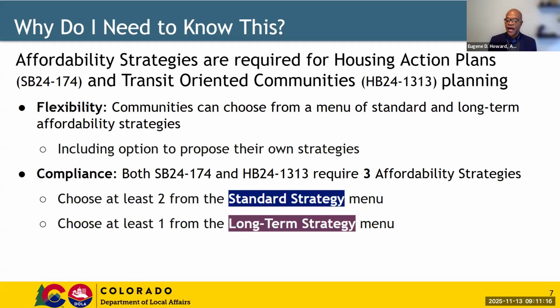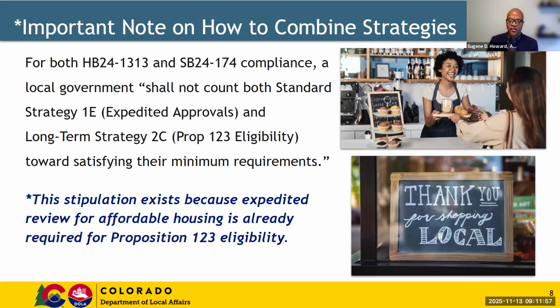And compliance looks like picking amongst longer term and shorter term more standard strategies. So we are asking communities to look through and select at least two from the standard strategies list, and then at least one from the long-term strategies. So those are sort of the base requirements. Of course, you can do more, or if you see opportunities within these strategies that really look like and reflect your community, we would absolutely love to see folks take advantage of as many of these as makes sense for your community. So those are the categories that the laws sort of speak to.